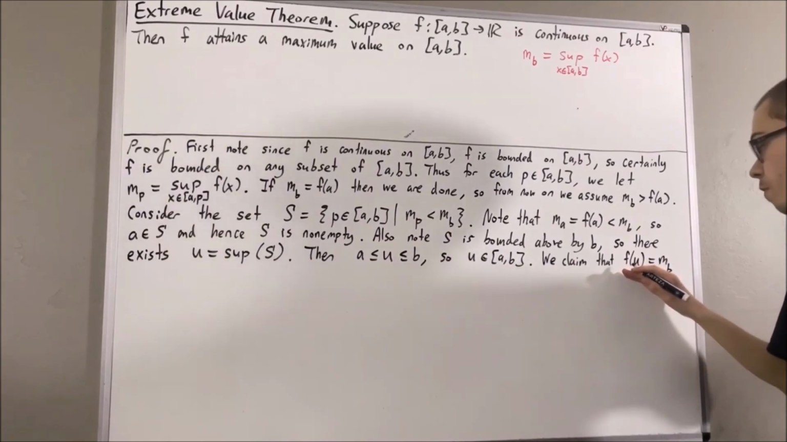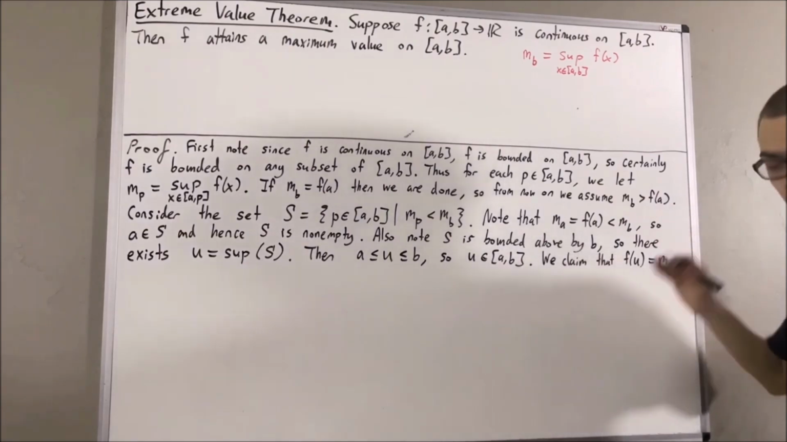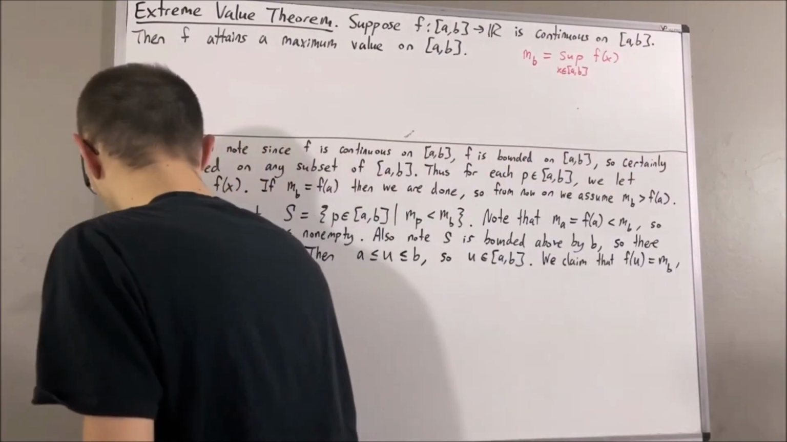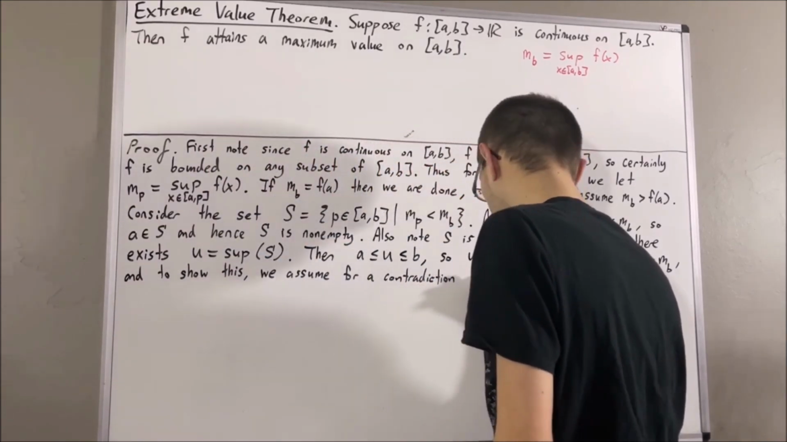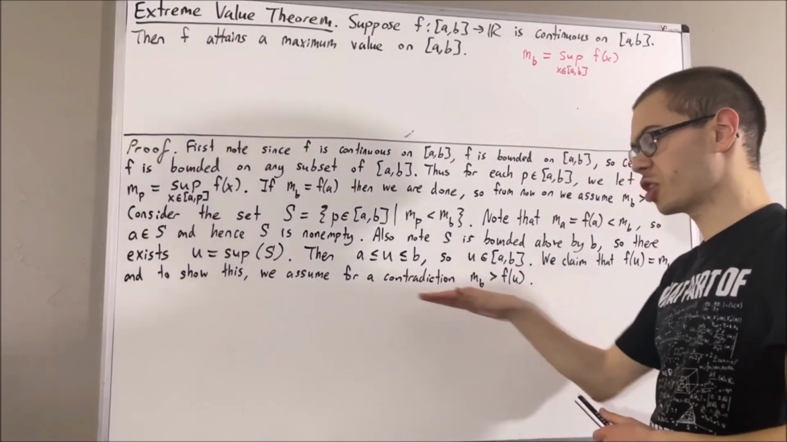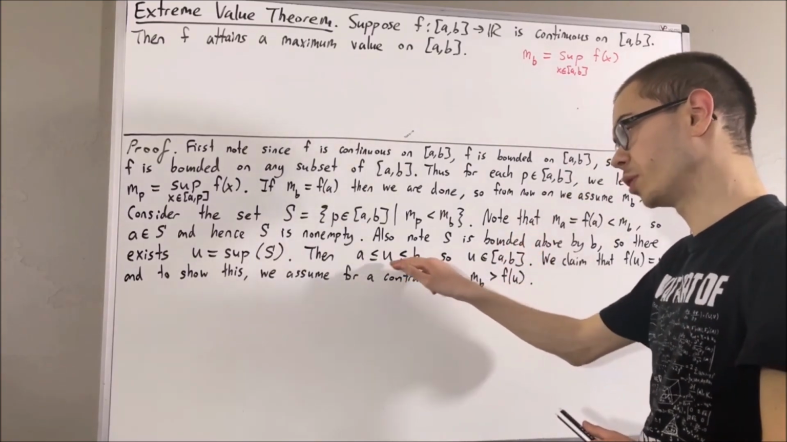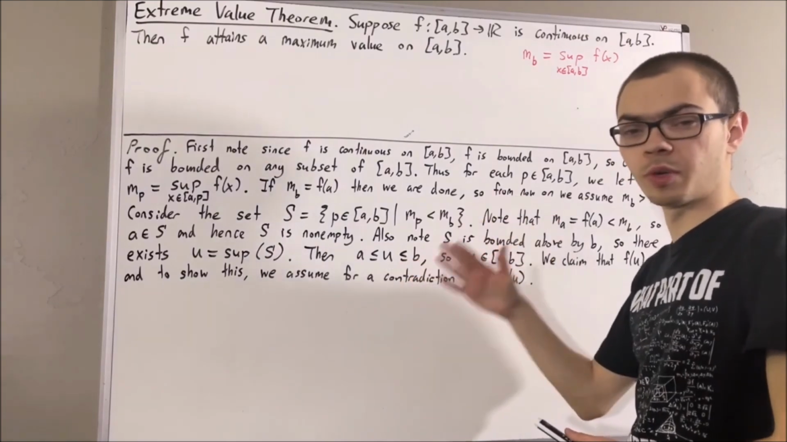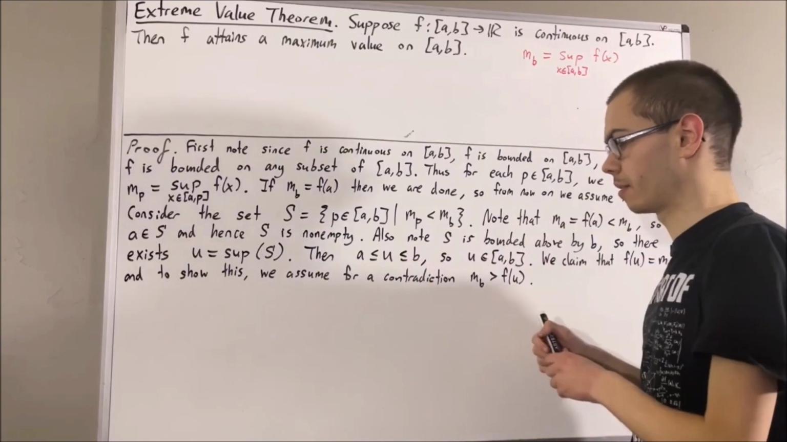So, to prove that MB is equal to f of U, we'll assume for a contradiction that we instead have that MB is strictly greater than f of U. And to reach a contradiction, we're going to split this up into two cases. Either U is less than B, or U is equal to B. And in either case, we're going to reach a contradiction. We're first going to consider the case U is less than B.